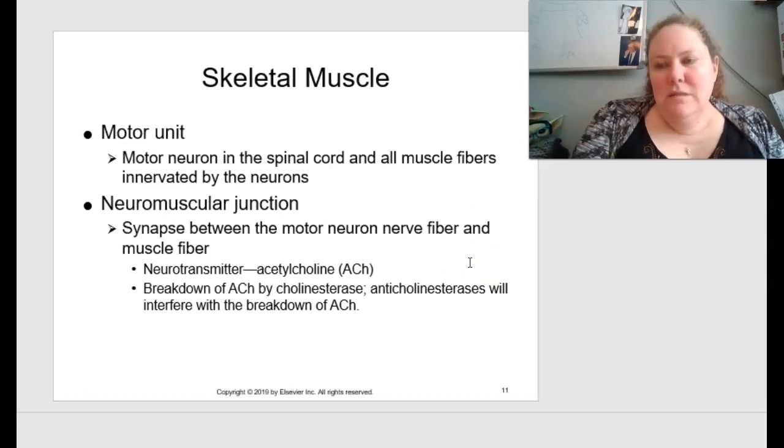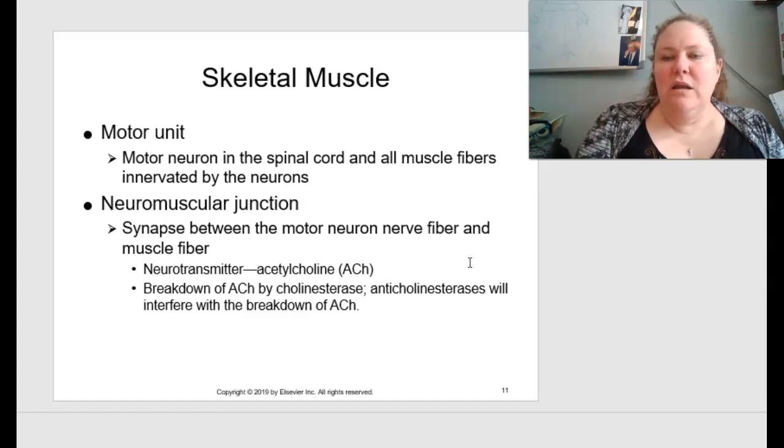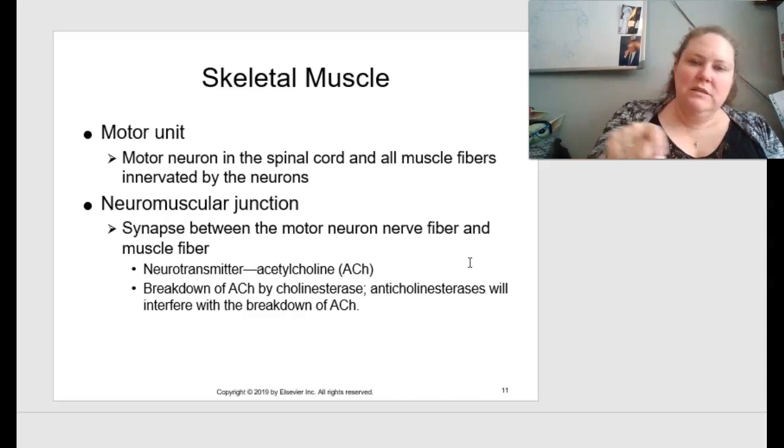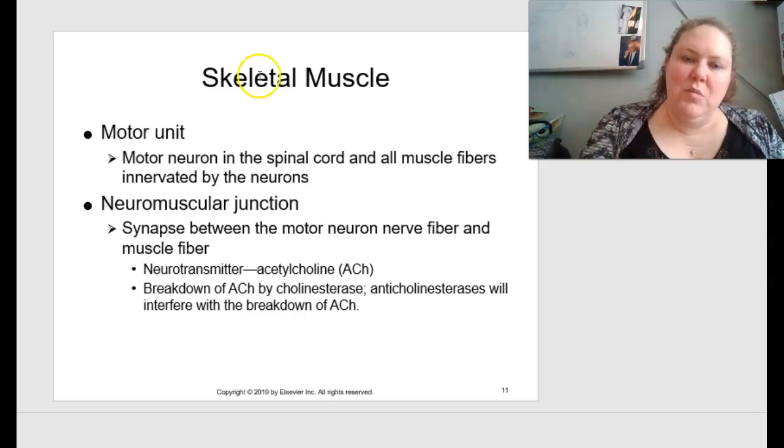So what is skeletal muscle? Well, we have a motor unit, and this is where the motor means movement, right? The motor neuron is in the spinal cord, and all the muscle fibers that are innervated by the neuron are considered to be a motor unit. So the motor neuron and the other things around it grouped together are going to be that motor unit.